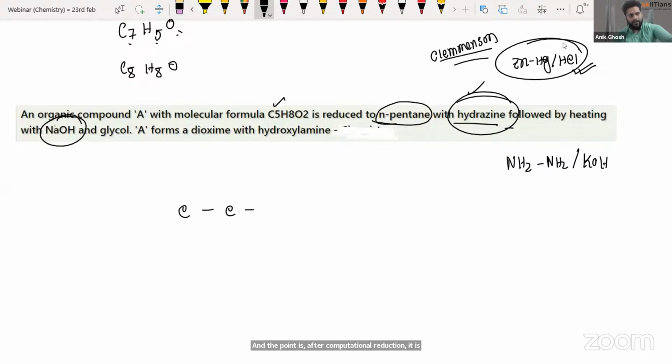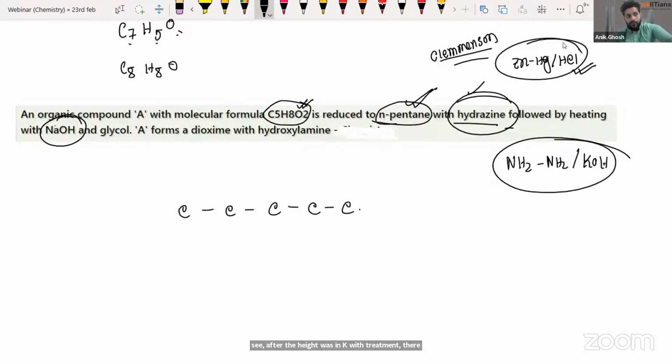Okay, that was anyway given. But the surprising factor is, guys, there are two oxygens in your molecular formula. But after the hydrazine KOH treatment, there isn't any oxygen at all, is there? The original molecular formula had two oxygens, but now there are no oxygens. What does that mean? That means both of the oxygens were carbonyl oxygens. It can be two aldehydes, or it can be two ketones.